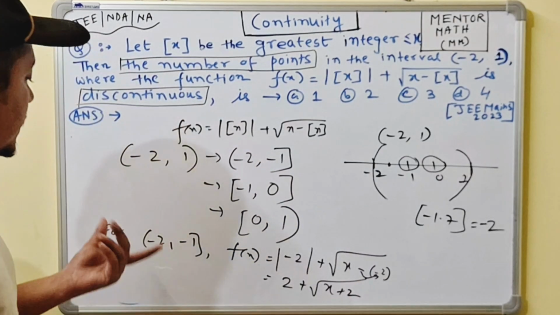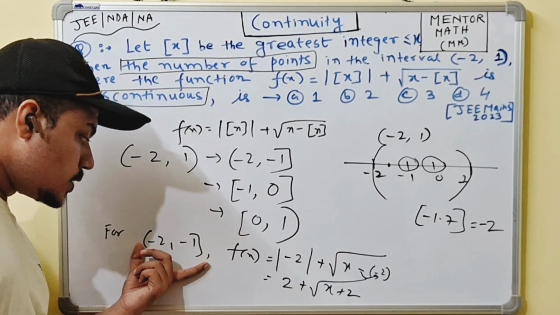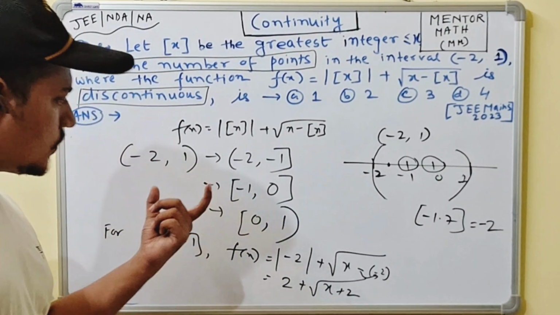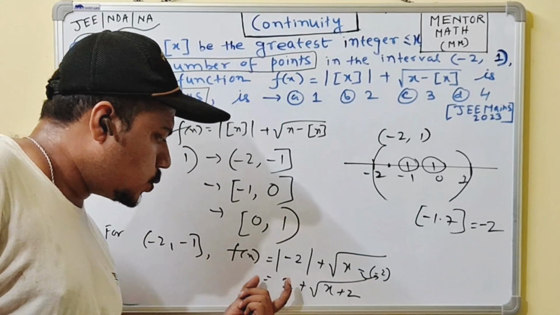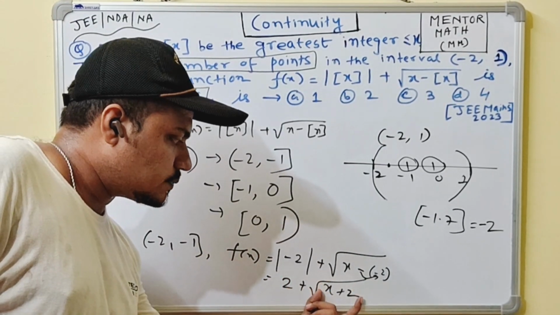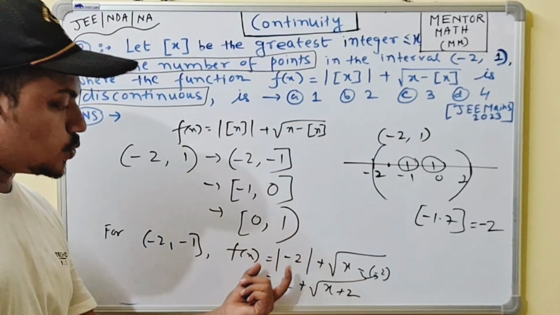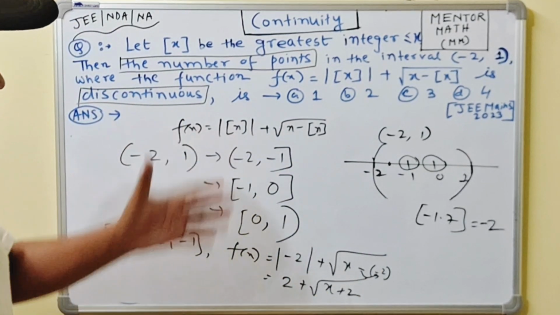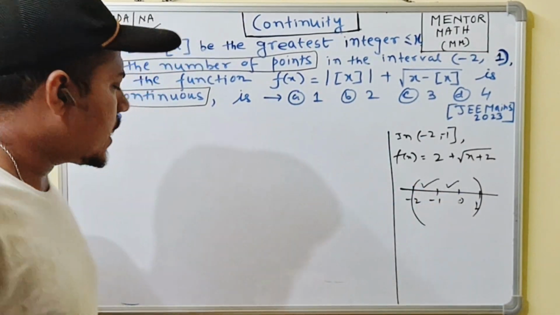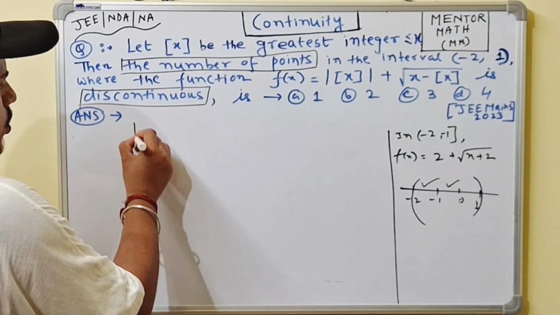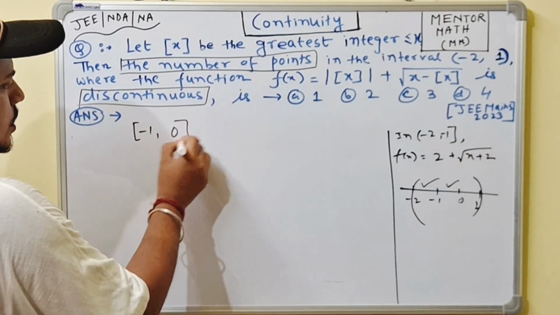So in that particular interval, minus 1 to closed interval minus 1, the function value f(x) is equal to 2 plus root under x plus 2, because minus minus plus plus and mod of minus 2 gives 2. So note, please. Next comes to your another interval, that is your closed interval minus 1 to 0.